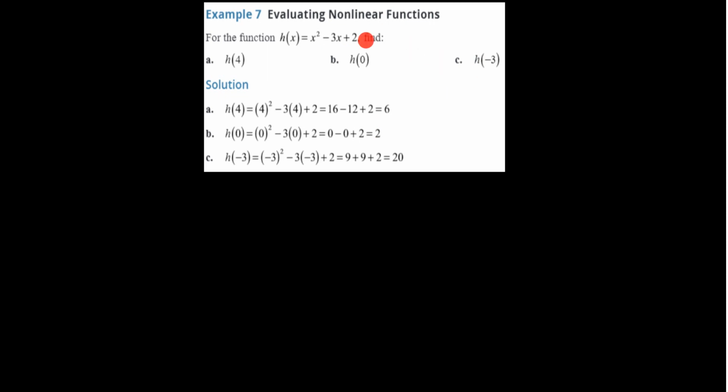And then negative 3 squared is a positive 9, right? Negative 3 times negative 3 is a positive 9. Minus 3 times a negative 3, so it's going to be plus a 9 again. So 18 plus 2, which is 20. Right? Evaluating functions, it's really you just plug things in and go.